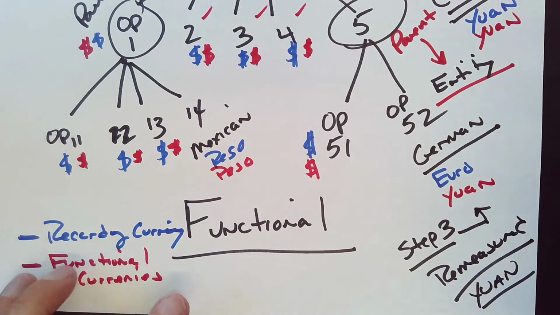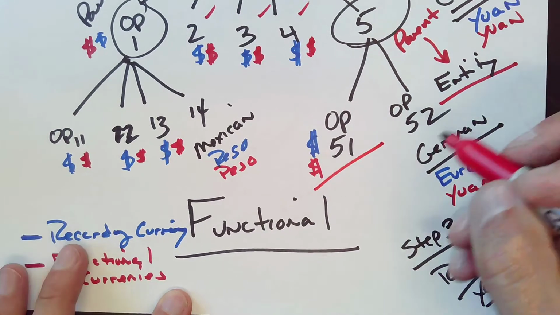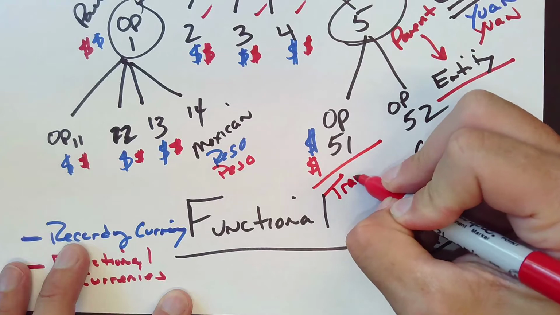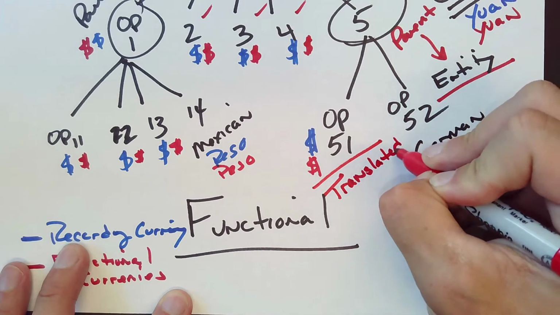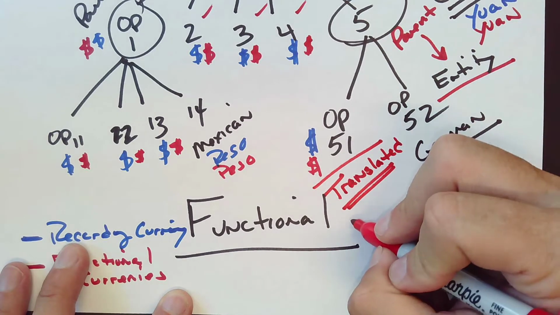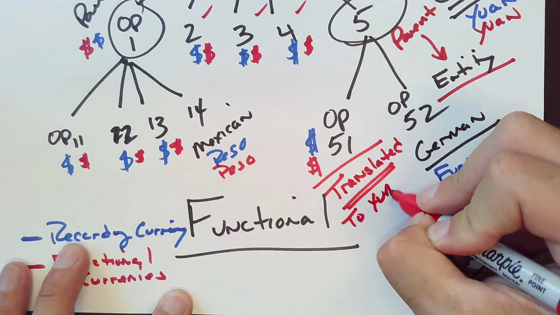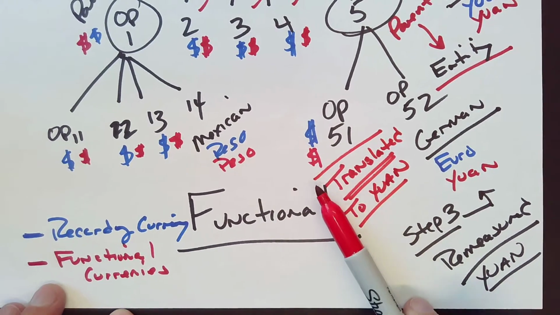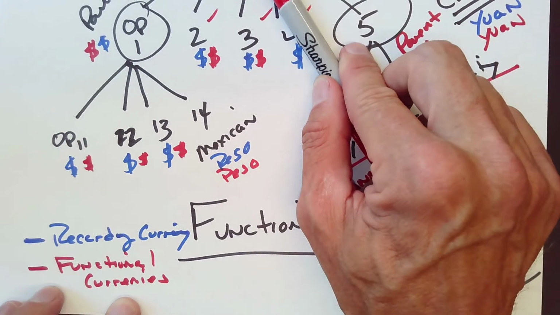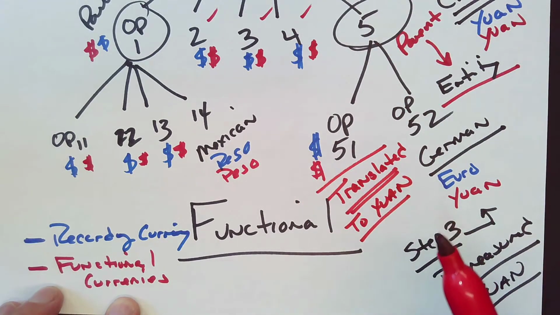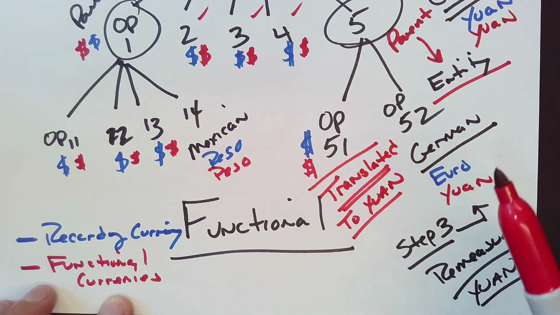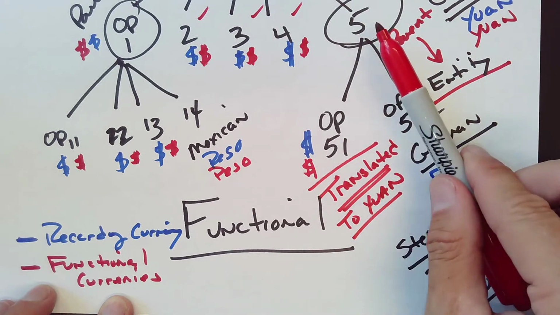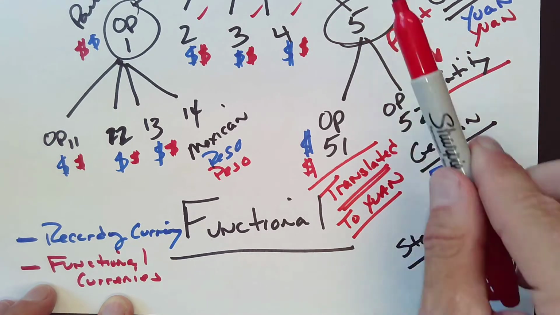This one needs to be translated to the yuan. Right? It's going to seem odd because ultimately we have to go and translate back to the US dollar. But if you follow the logic, you should translate this parent into the yuan.